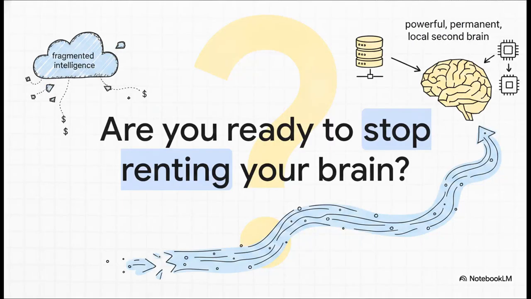Which leads us with one incredibly important question about the future of your own workflow. Now that you've seen the architecture, the hardware, and the undeniable financial logic, it's time to reevaluate your setup. Are you going to keep paying monthly rents to access fragmented pieces of intelligence? Or are you ready to stop renting your compute power and invest in building a powerful, permanent, local second brain?